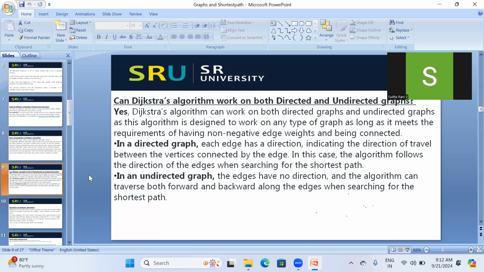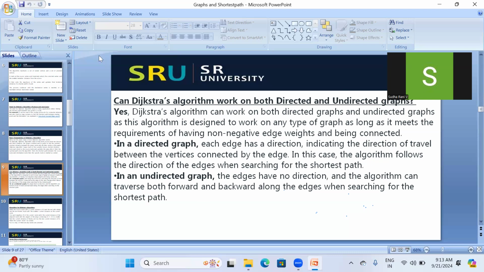There is a question: I just said that graphs are of two types, directed graph and undirected graph. Here is the question: can Dijkstra's algorithm work on both directed and undirected graphs? The answer is yes. Dijkstra's algorithm works on both directed as well as undirected graphs. So what is a directed and what is an undirected graph? In a directed graph, each edge has a specific direction, which indicates the direction of traveling.